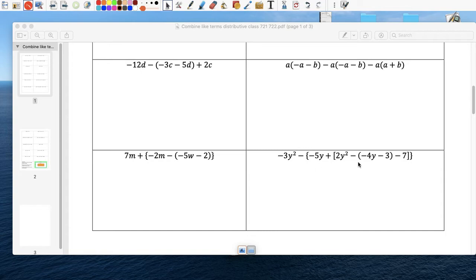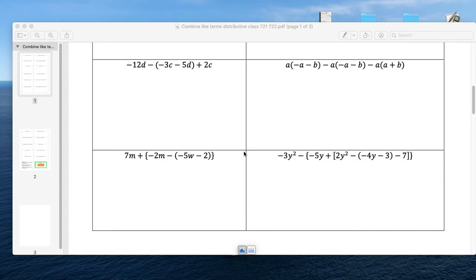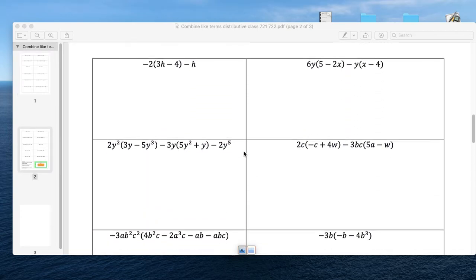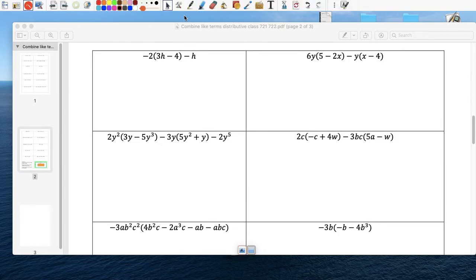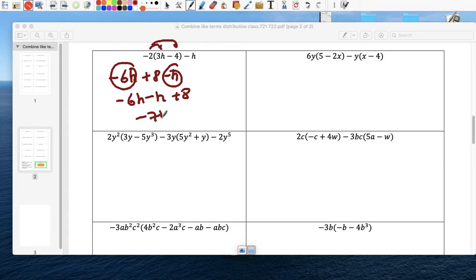Well, it's been a while since I've done something like that. So, a little bit more. Distributive property. That gives you negative 6h plus 8 minus h. We can combine the h's. Negative 6h minus h plus 8 is just going to give me negative 7h plus 8.